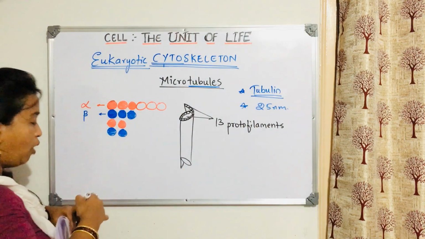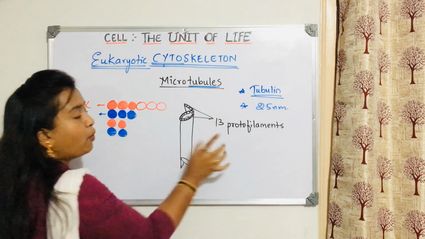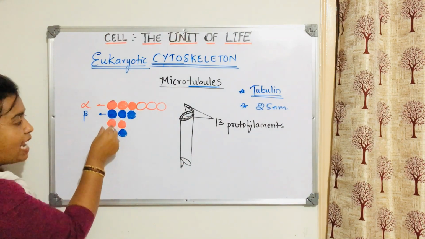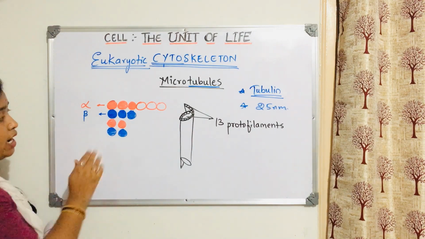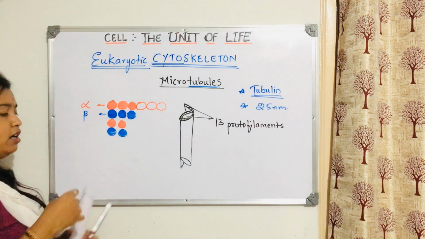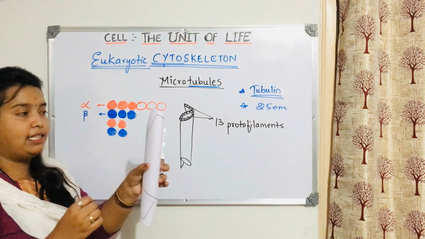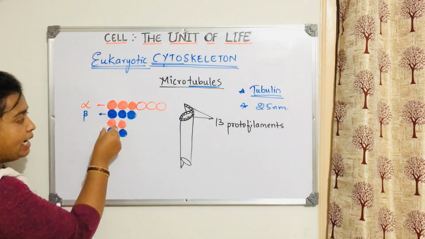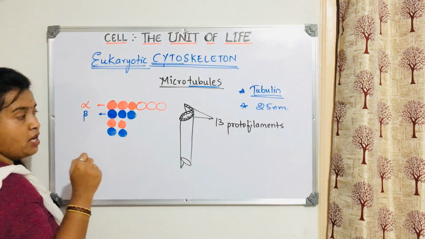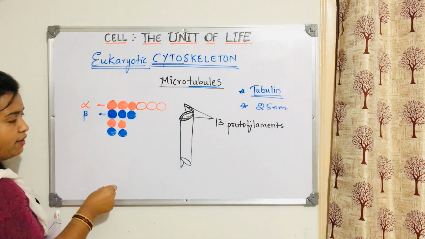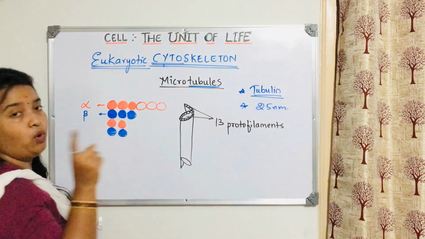Filaments. What is this protofilament? A protofilament is nothing but one stack, one complete rack of this alpha and beta. It has formed a sheet. It has curled, it has folded like this. But if you see this one complete protein line, how many are there? 13 are there. This complete line is called one protofilament.